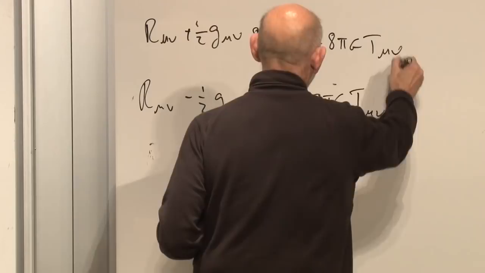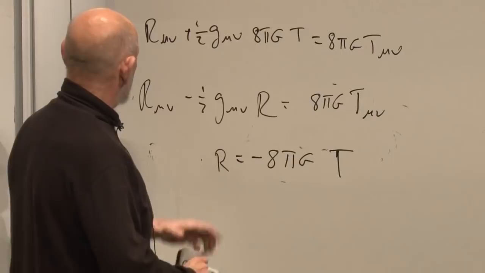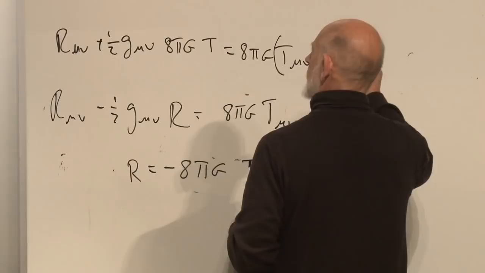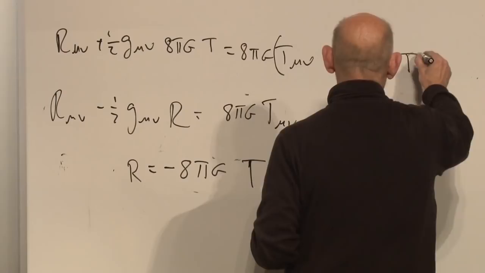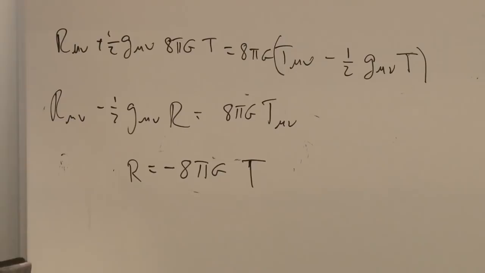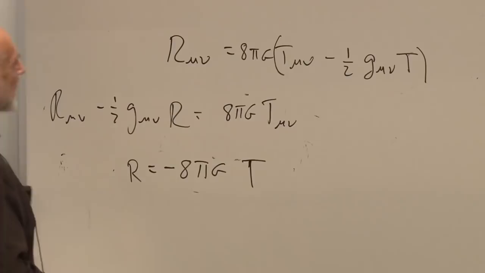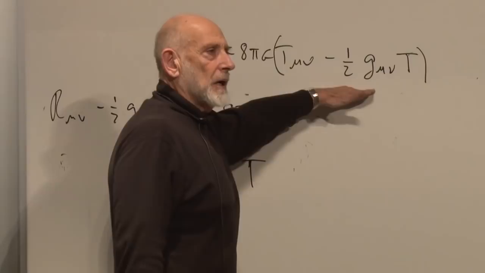And now let's take this thing here and shift it to the right. This was a plus sign here, huh? So we get 8 pi G multiplies T mu nu minus 1 half g mu nu T, where T is gotten by contracting. Right, so here's what we get. In other words, Einstein field equations can be written with R mu nu on the left-hand side, but on the right-hand side, you have to compensate by subtracting 1 half g mu nu times T.